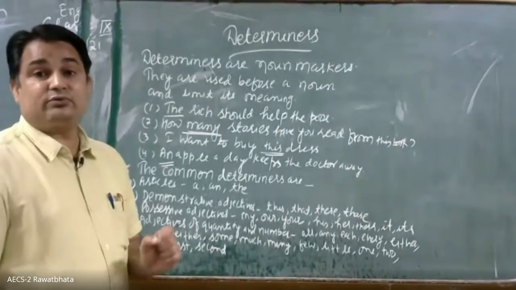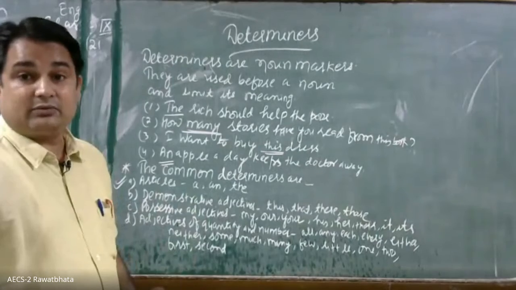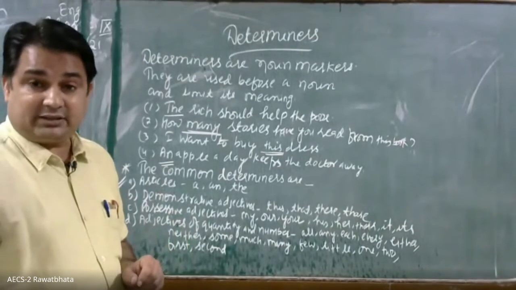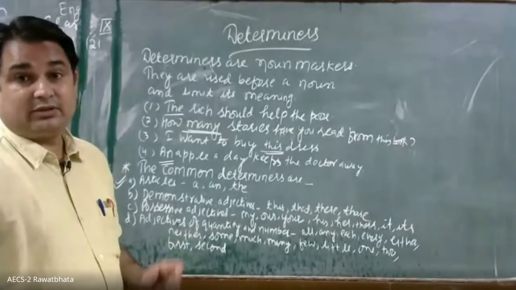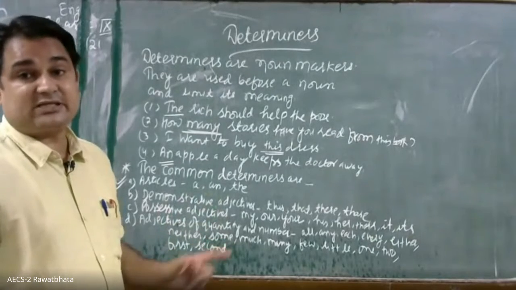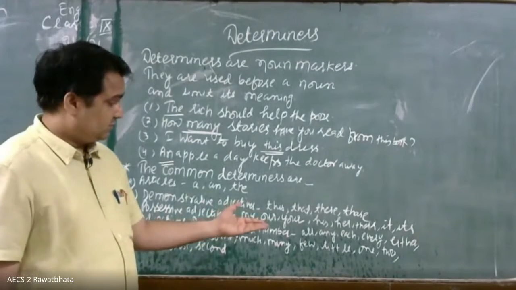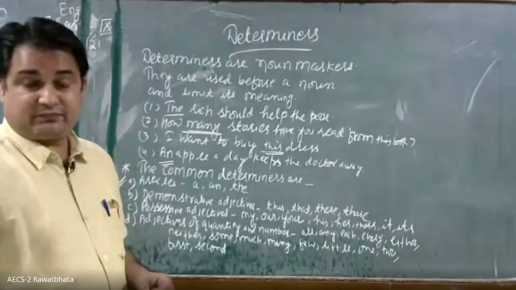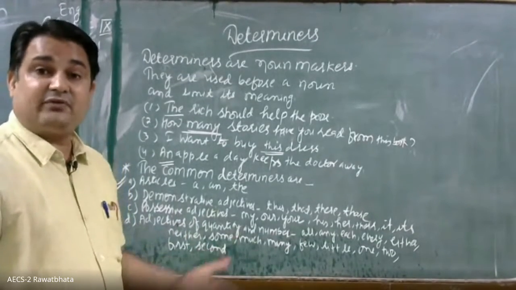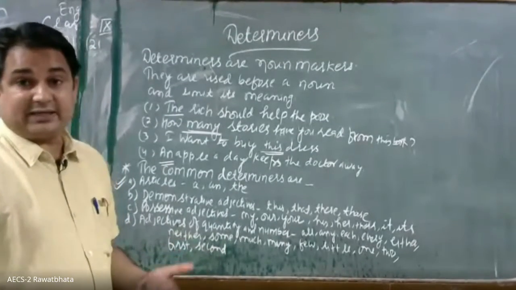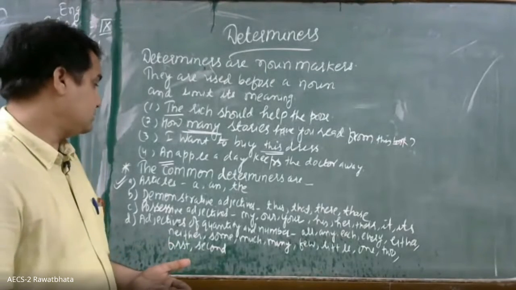There are many students in the playground. Specifying the number of the students, many is used before students, the noun. It is limiting the meaning, it is specifying the meaning. So what is it? It is a determiner. All the students have left the class. All is coming before students, it is specifying its meaning.